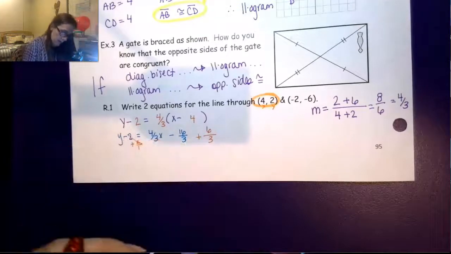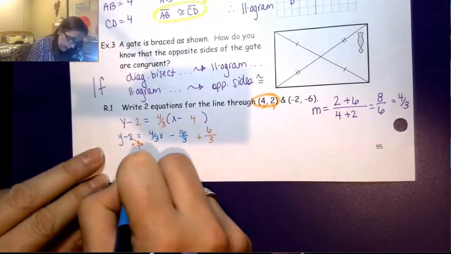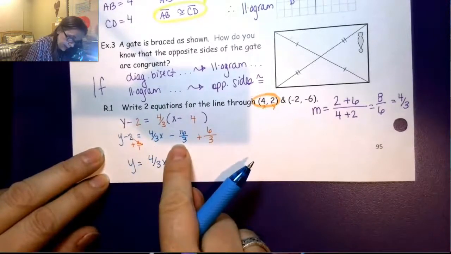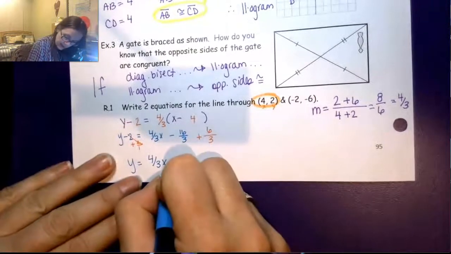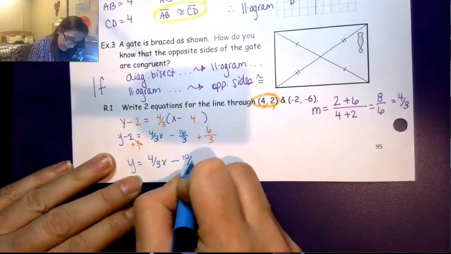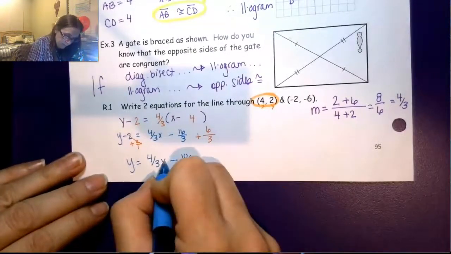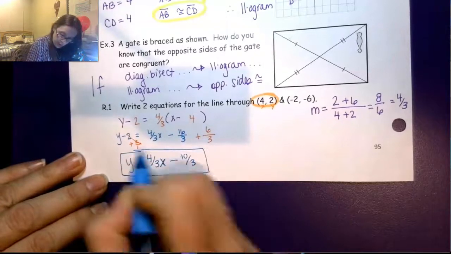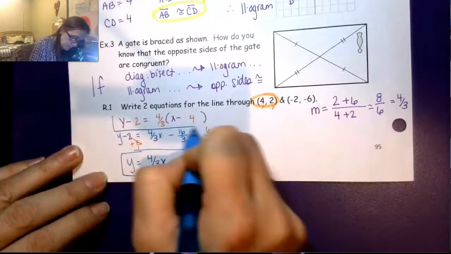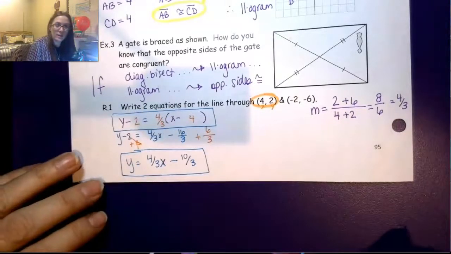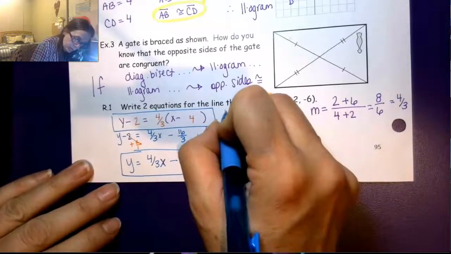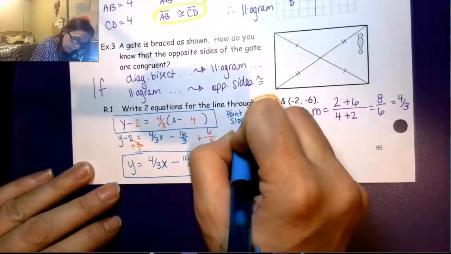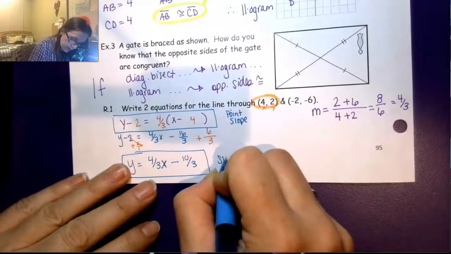This goes away, and up with y equals 4/3 x. Negative 16 plus 6 will give me a negative 10/3. I can't add those. One has a variable, one does not. This is my second equation. My first equation is this one up here. So remember, this one up here is my point slope. This one down here is my slope-intercept.